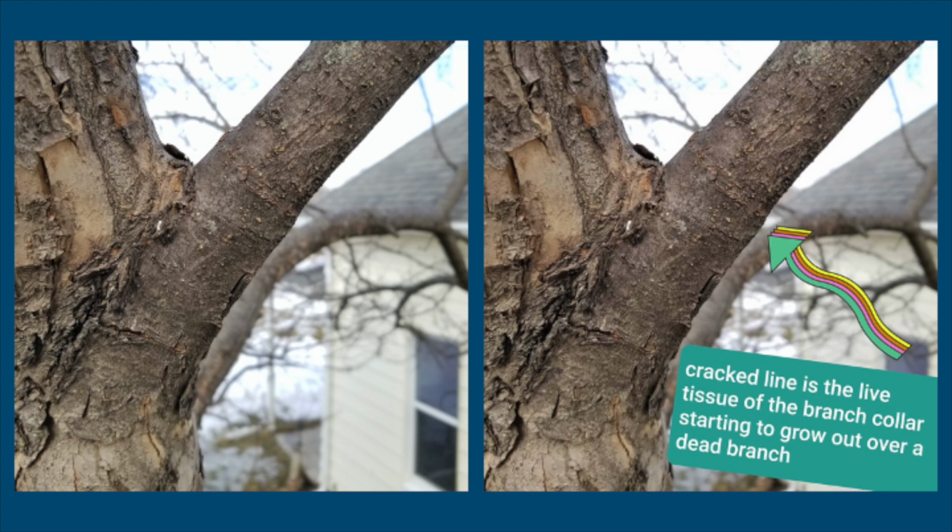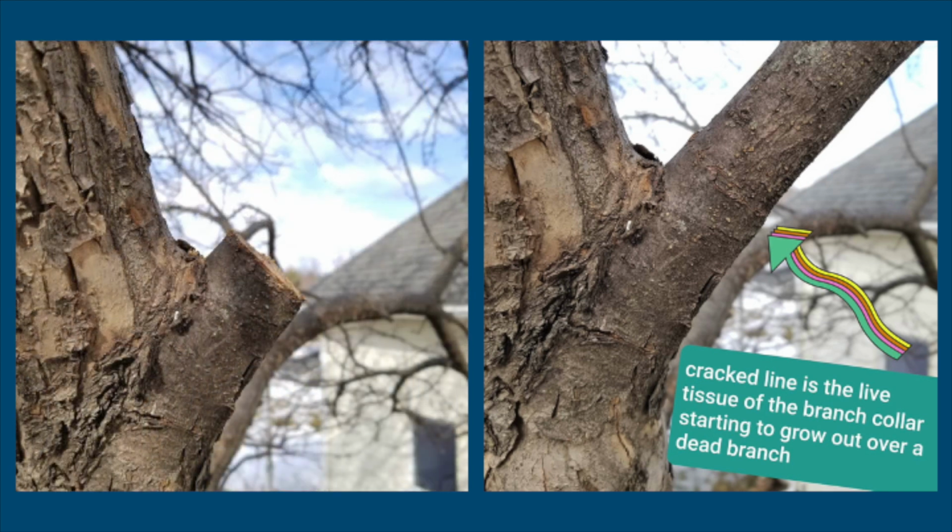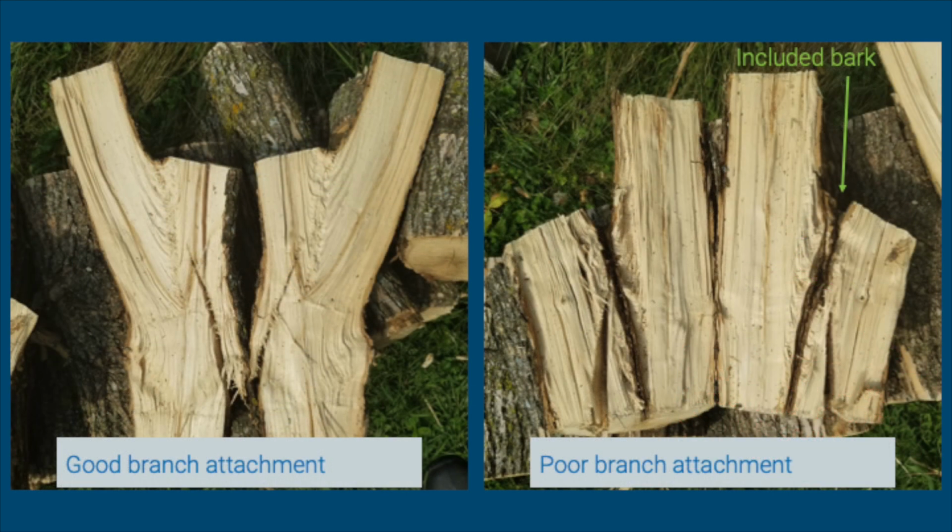And you might be able to see a crack dividing the live branch collar tissue from the dead branch. A traditional pruning cut on a live branch would be cut a little closer to the main trunk, but special attention should be given to the dead branches so you don't cut into this live tissue. Not all trees have good branch collars.